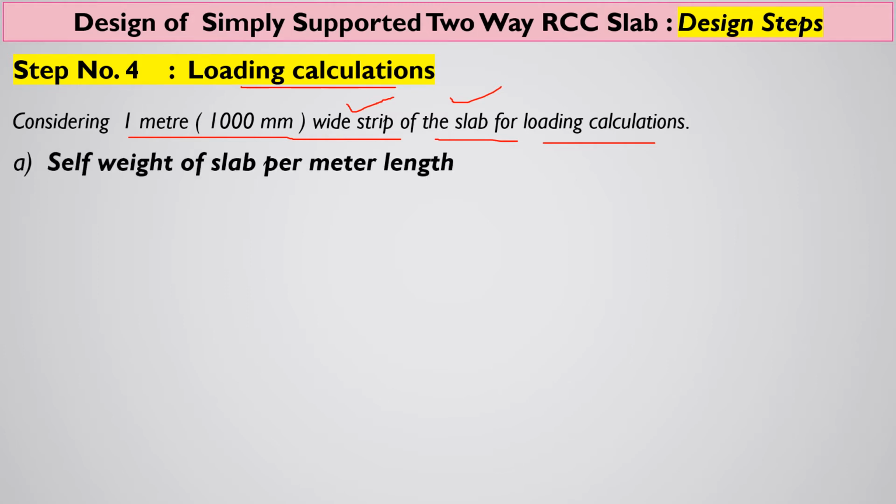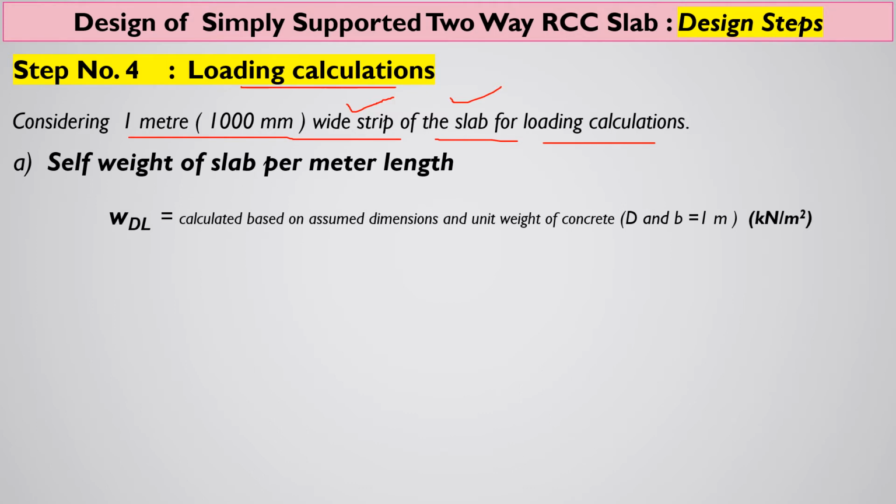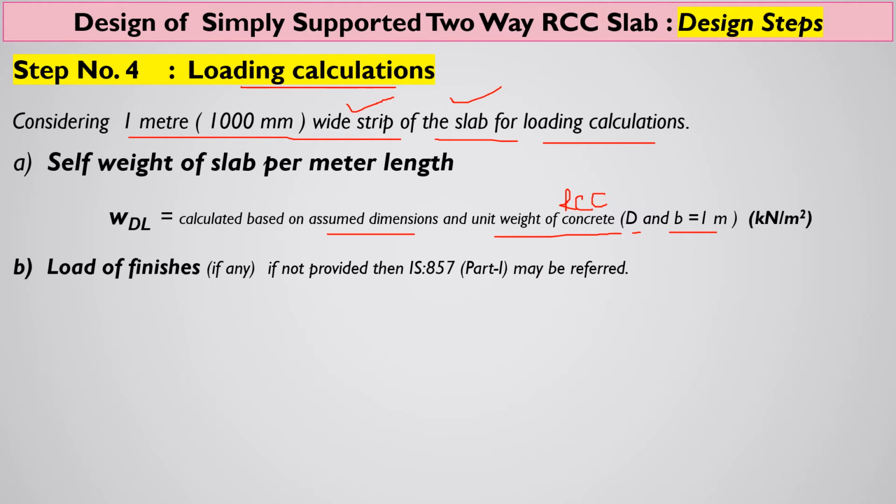So self weight of slab, based on the information which we have decided in the previous steps. The self weight of slab per meter length we can calculate just like a one-way slab. So the dead load is calculated based on the assumed dimensions in the previous steps, and the unit weight of concrete, or better we say unit weight of RCC, which we generally take as 25, and capital D will be the overall depth of the slab, and the width is 1 meter. So we can calculate the dead load in units of kilonewton per meter square.